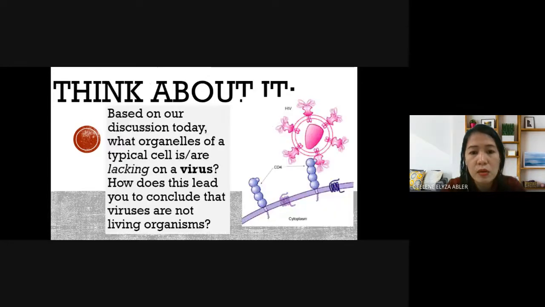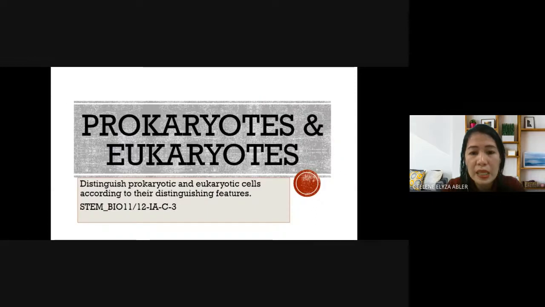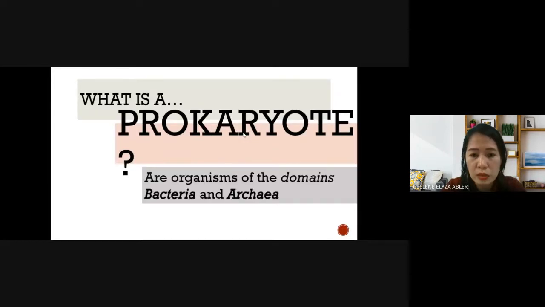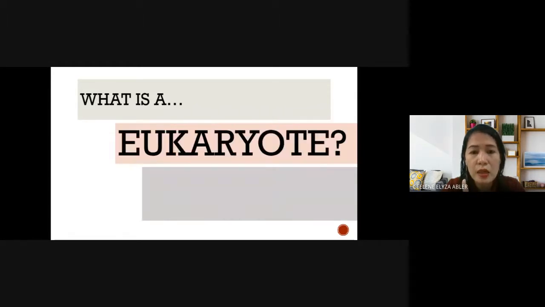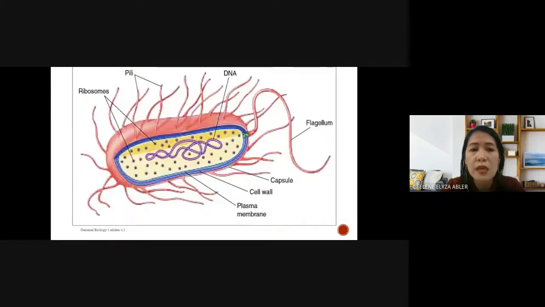You can try to read up about the prokaryotes and the eukaryotes. We have some samples of the prokaryotes. Remember, prokaryotes are your bacteria and archaea. Your eukaryotes are from your domain Eukarya. You have the protists or protoctists. We have the plants, fungi, and animals. Those are your examples.